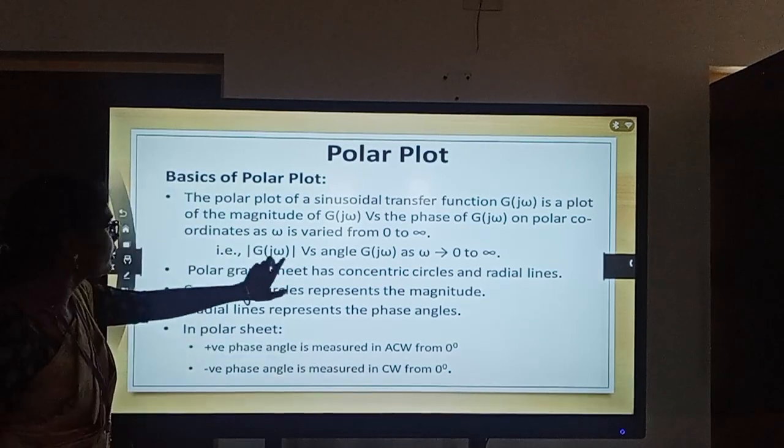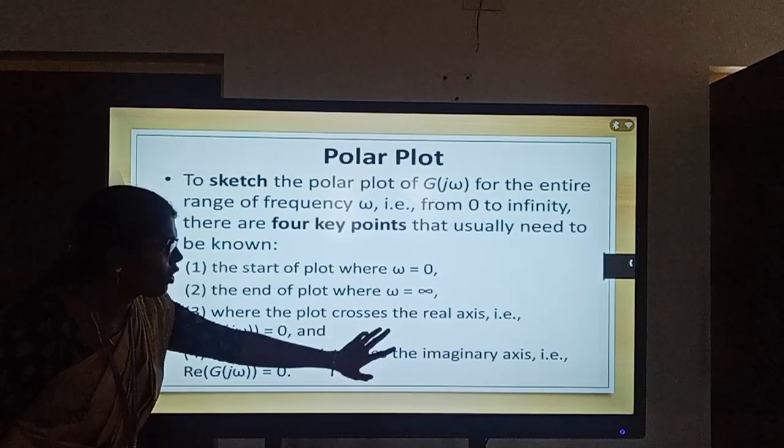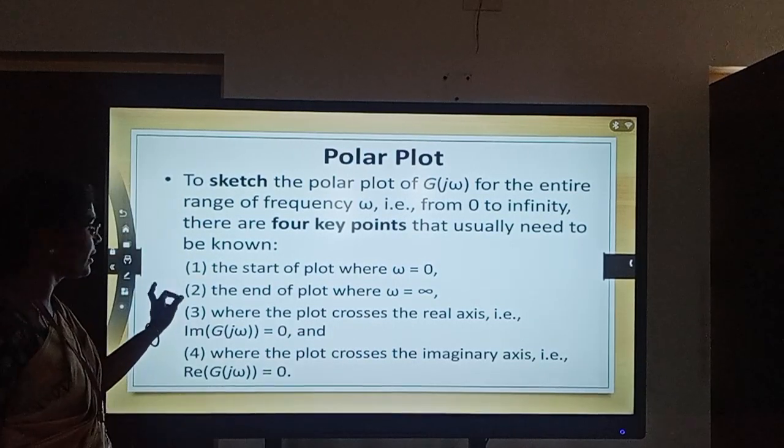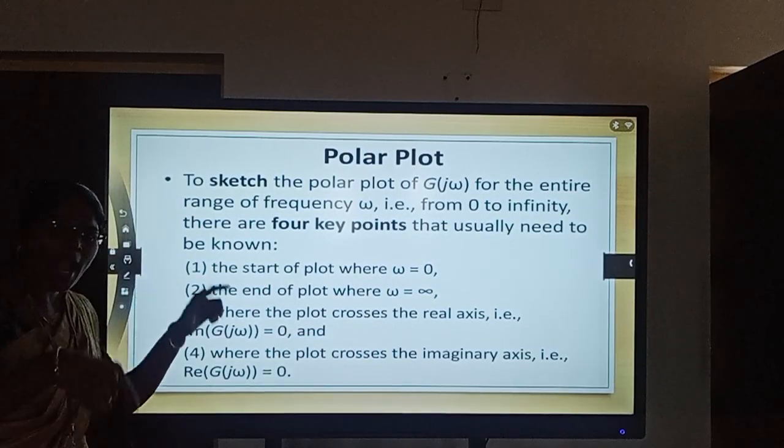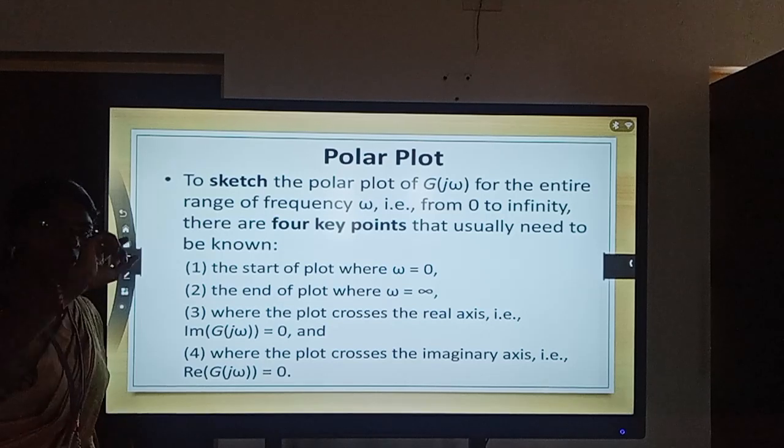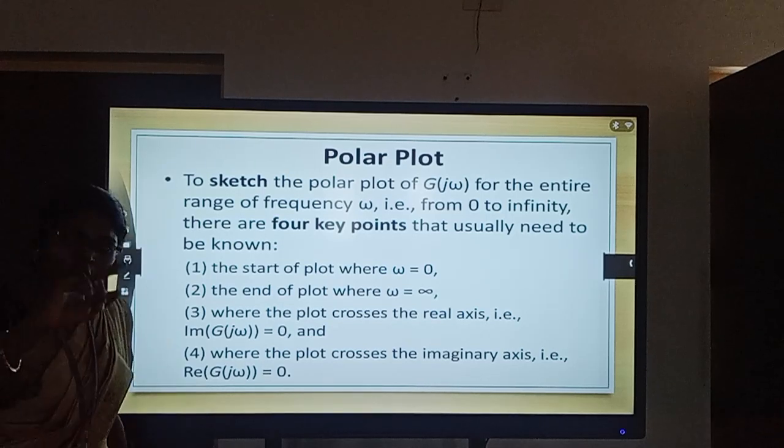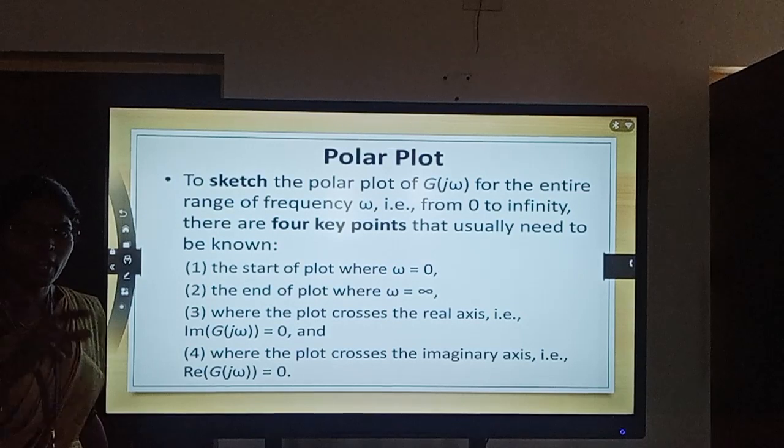I will tell you that next. The positive side is the anti-clockwise direction from 0 degree, whereas the negative side means the clockwise direction from 0 degree. I already told you that.